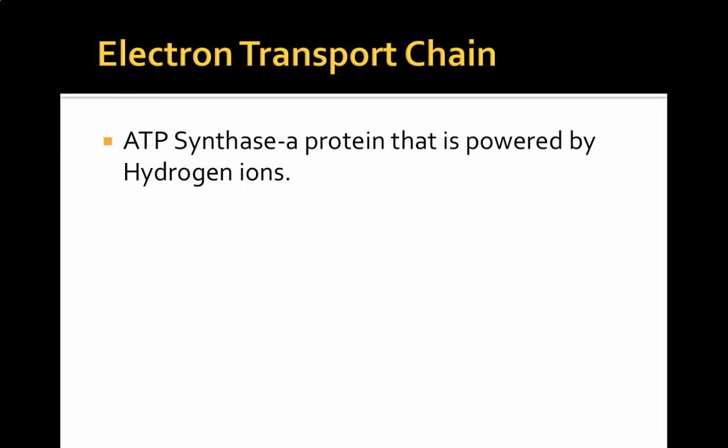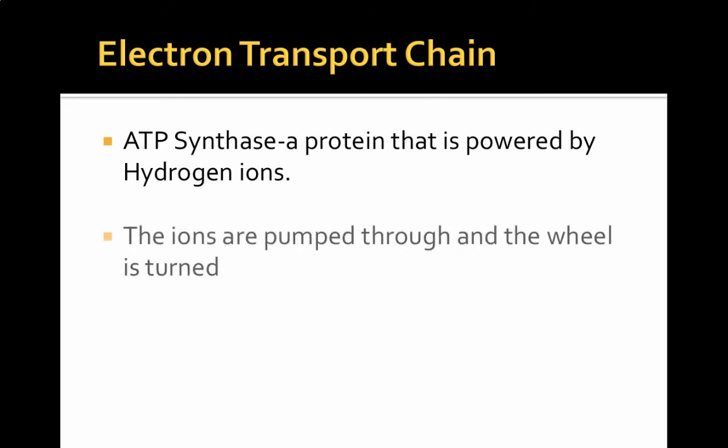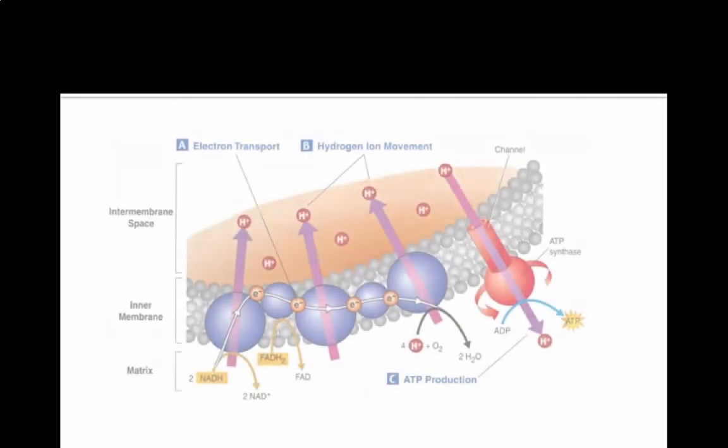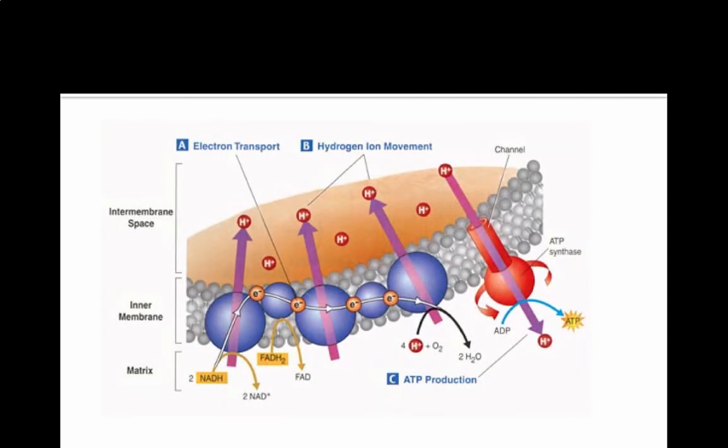At the very end of the process is ATP synthase, an enzyme, a protein that is powered by hydrogen ions. The ions are pumped through the protein, and the wheel is turned, and the phosphate will be joined to ADP, making ATP, and also making water. All of those words describe this picture. This is the electron transport chain.